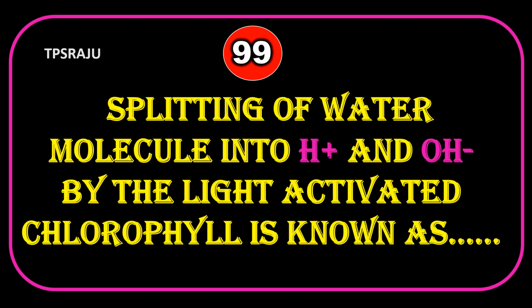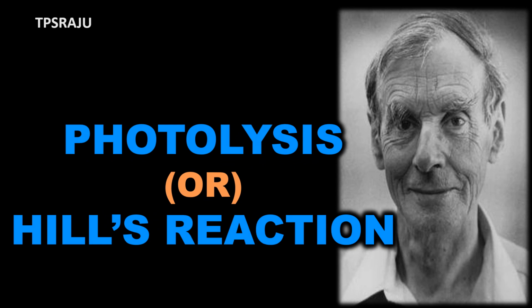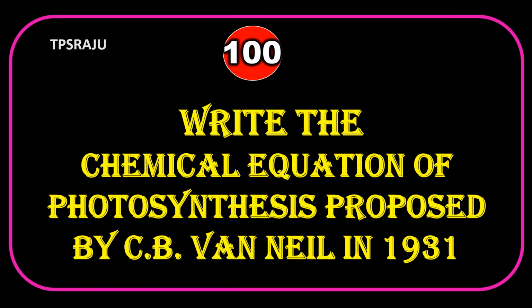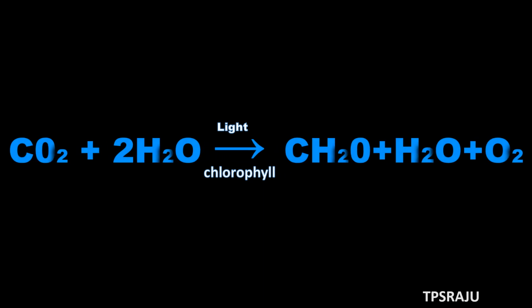Splitting of water molecule into H plus and OH minus ions by the light activated chlorophyll is known as photolysis or Hill reaction. Write the chemical equation of photosynthesis proposed by C.B. Van Niel in 1931. CO2 plus 2H2O gives rise to CH2O plus H2O plus O2.